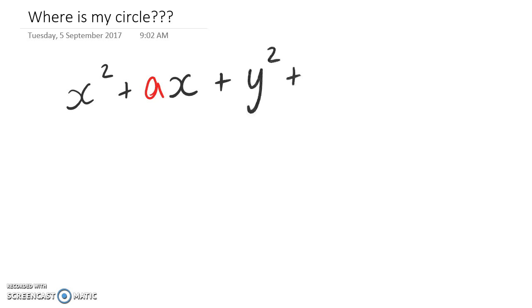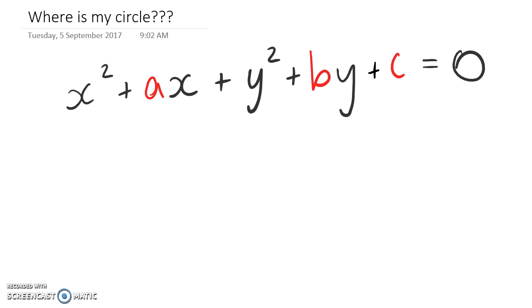Hi everyone, in this video we'll be talking about the Cartesian equation of a circle. We can define a circle by using something like x squared plus ax plus y squared plus by plus c equals 0. So the letters in red there, they just represent any scalar number.